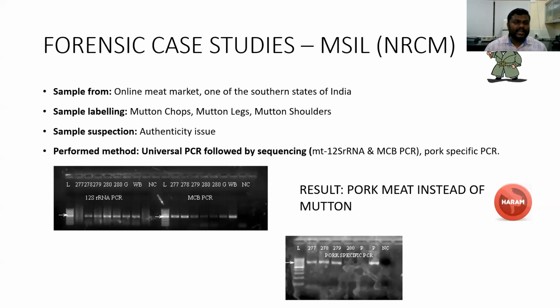They sent 3 samples: one labeled as mutton chops, another as mutton leg, and another as mutton shoulder. There was some kind of confusion by the owners. They were sourcing the meat from a northern state, transporting it to the southern state, and doing the online market. They sent the sample to NRC Meat. We performed the species specific PCR and all those analyses, and we found that all those meats were from pork.